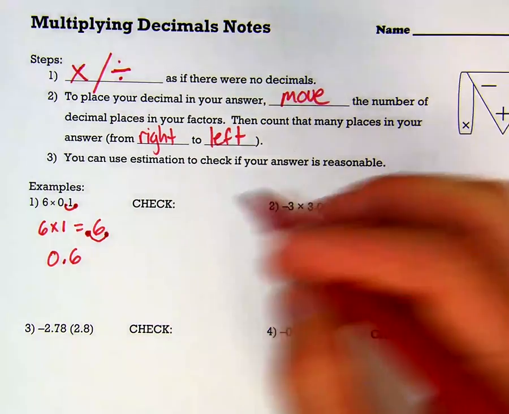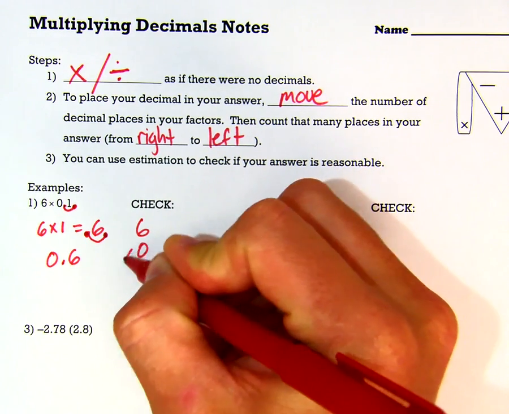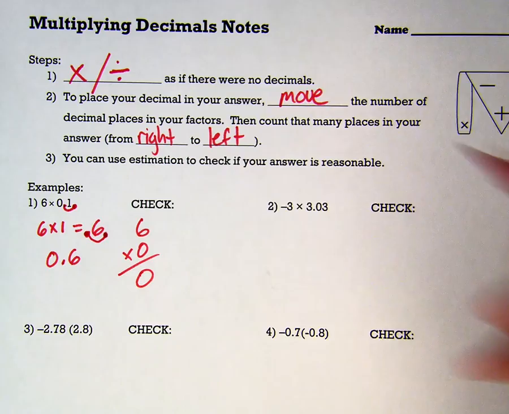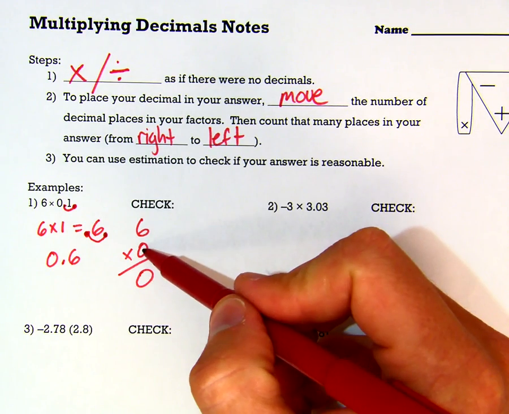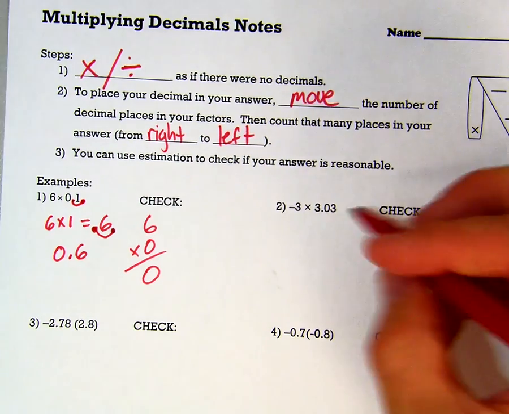If you'd like to try to estimate this one, you can. It's kind of tough. I mean, we're going to do 6 times 0 basically, which gets me an answer of 0 because 0.1 is really close to 0. So 0 is definitely close to 0.6, so that does work.